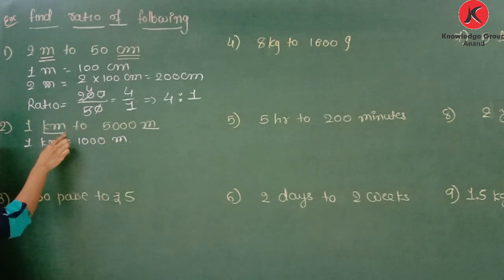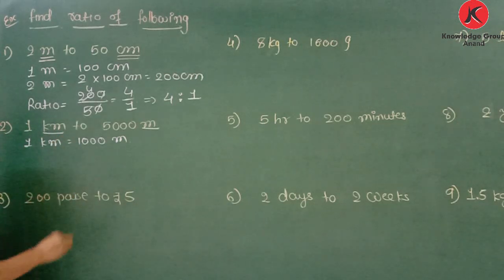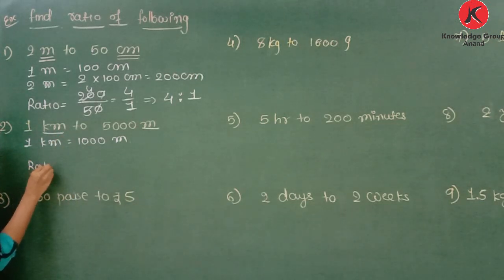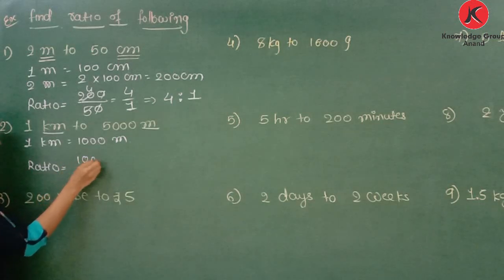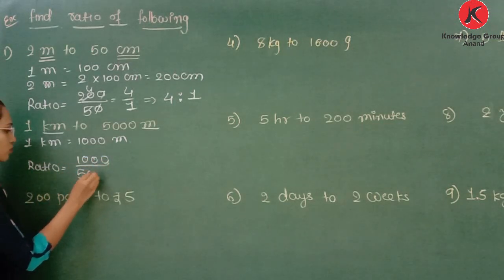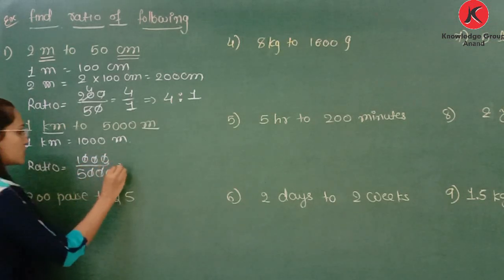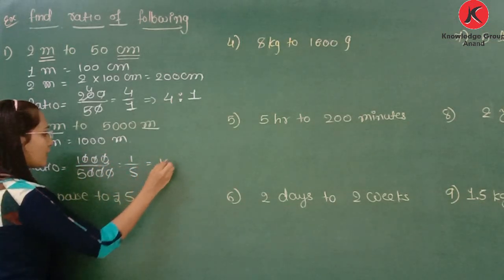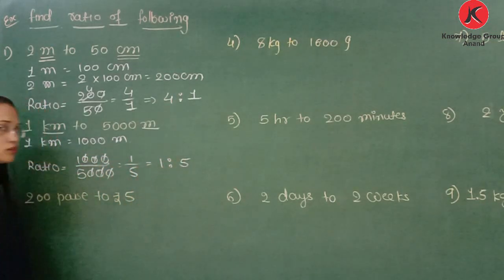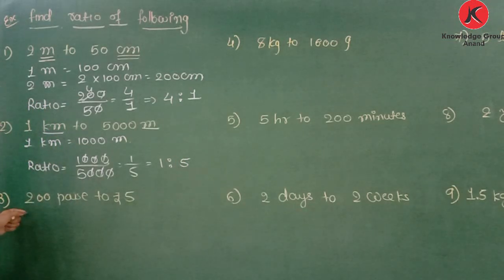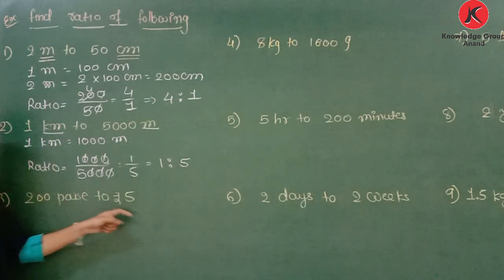So 1 kilometer is equal to 1000 meter. So the ratio will be 1000 divided by 5000. Now here you can cut 3 zeros. So it is 1 by 5. So the ratio can be written as 1:5. Clear?